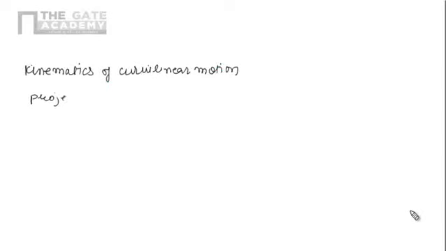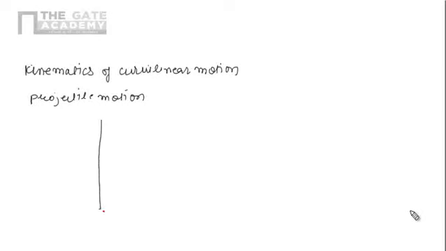Now we will discuss some of the fundamentals based on kinematics of curvilinear motion. As we earlier discussed, in kinematics of curvilinear motion we are interested in projectile motion. In projectile motion, the motion of a body is not only in the x direction, not only in the y direction. It's a combination of motion in x and y direction.